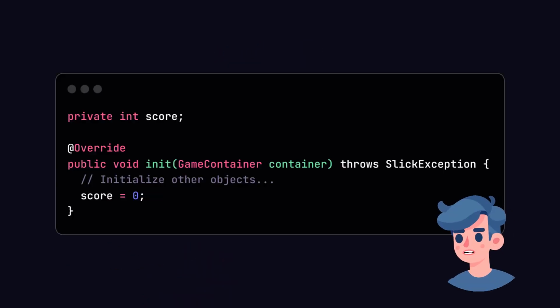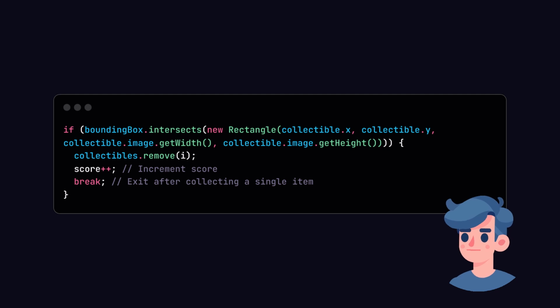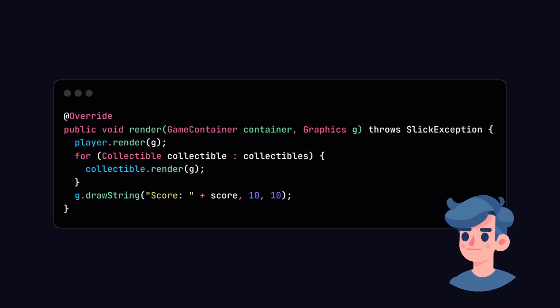To make our game more interesting, we should add a scoring system. We'll create a simple integer score variable in the main class to keep track of how many collectibles the player has gathered. Next, we'll modify our check collision method to increment the score each time an item is collected. After updating the score, we also need to display it on the screen within the render method. We can use the graphics class methods to achieve this.